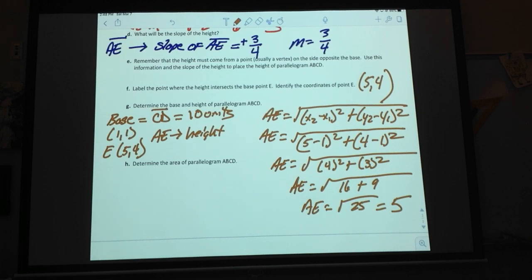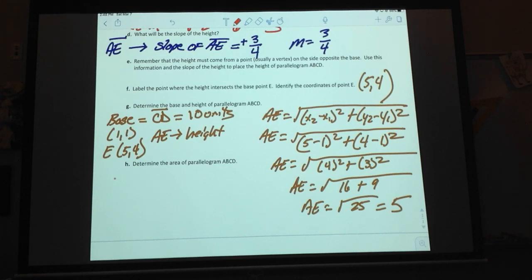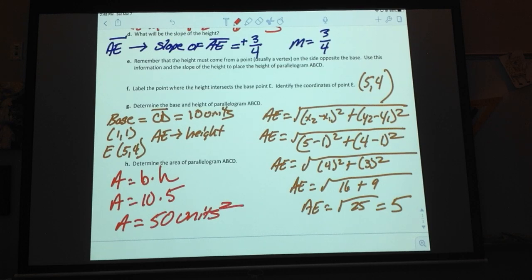So let's determine the area of parallelogram ABCD. Here we go. Area equals base times height. I know my base is 10 and my height is 5. We just found it: AE is my height. So my area is 50 units squared. All right, hopefully you got that. Make sure you can pause and rewind and go through it if you like. But there it is. All right, turn the page. Last page.